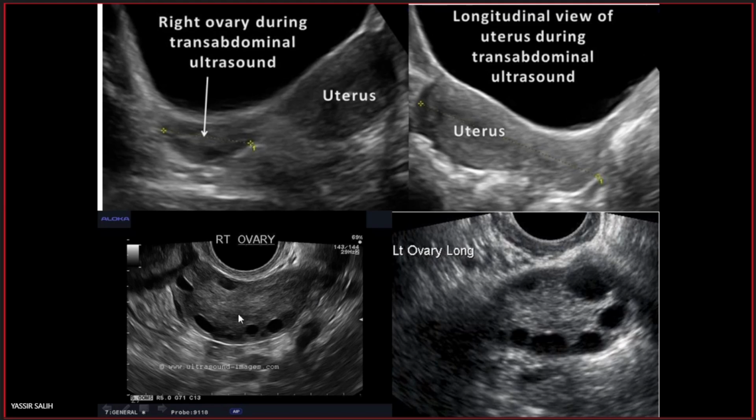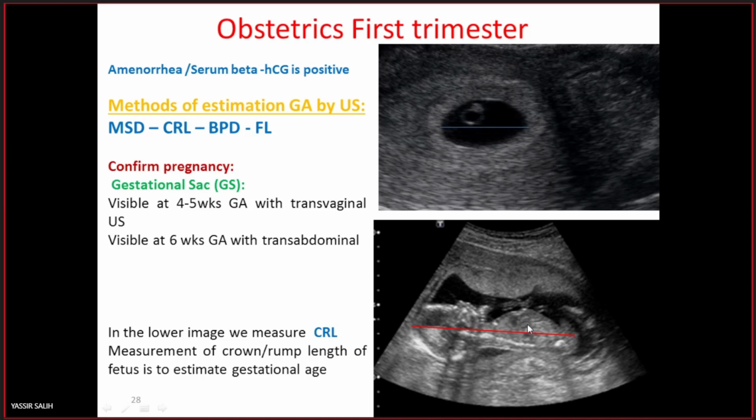This is transvaginal with the feature of the ovary. There's the ovary, the central stroma, which is echogenic, with peripherally located small follicles. This is the follicles, peripheral, and the central stroma.